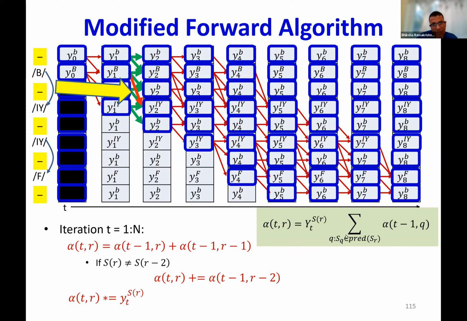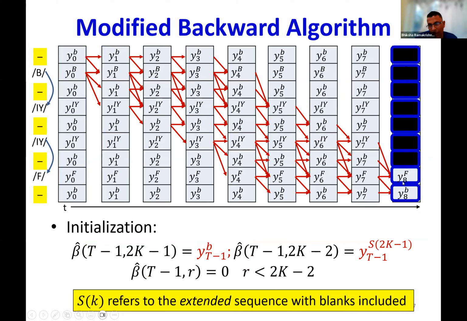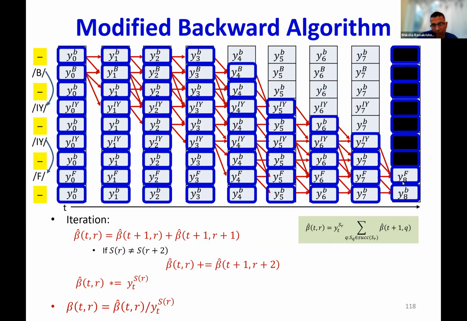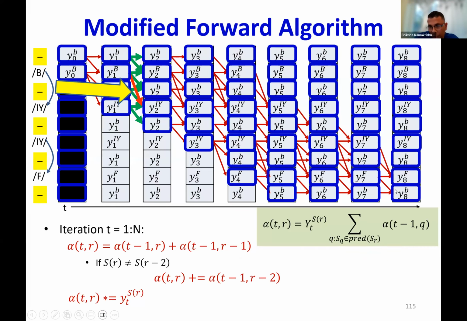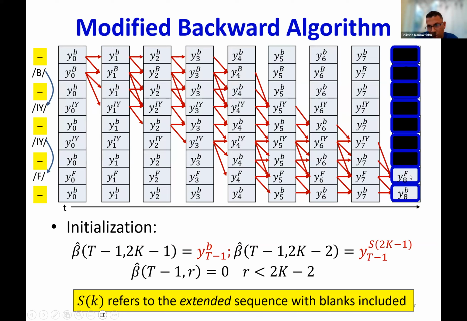And you can do the same thing going backwards with a slight difference, which is this. In the last row, you're only allowed to terminate in the last two symbols.